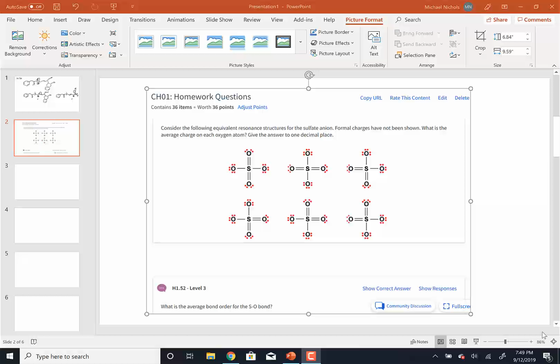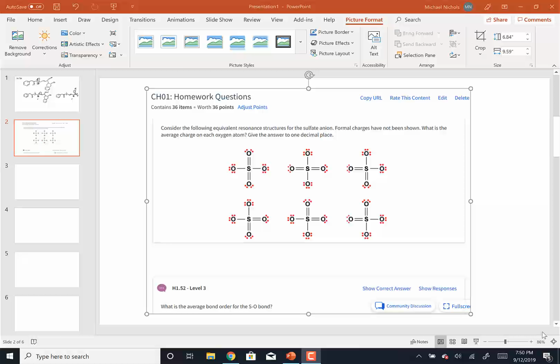And so that's going to be basically a numerical value that we would assign as the average for all of the bonds. So let's go ahead and look at how we would solve this problem. So the first thing we need to do is assign all the formal charges of the sulfurs and the oxygens in this system. So sulfur, of course, has 6 valence electrons, as does oxygen.